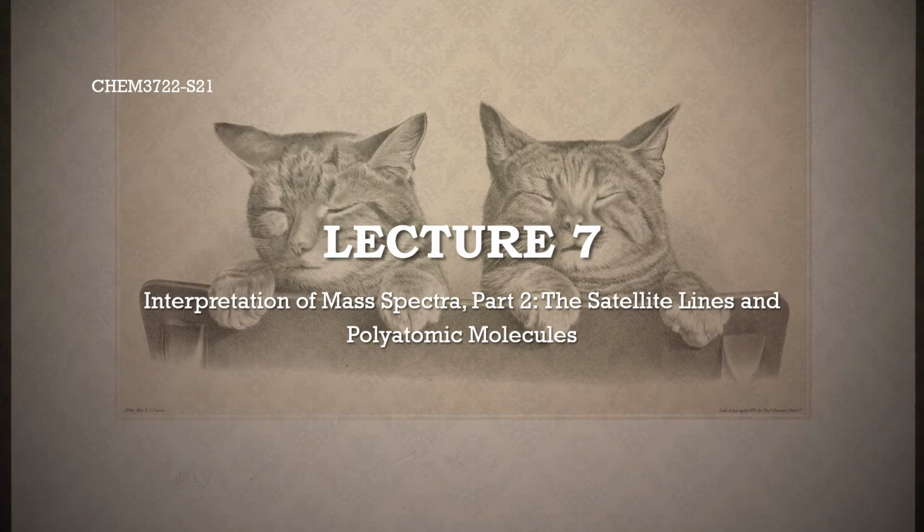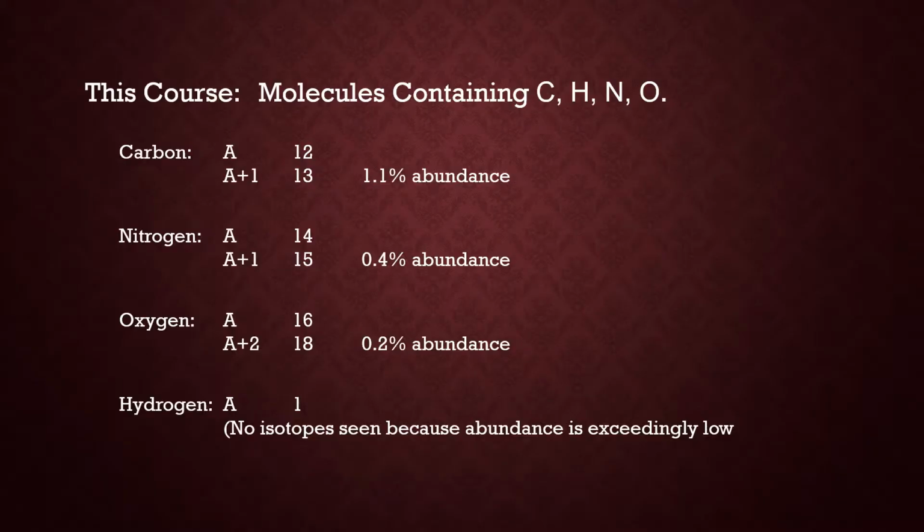In this part, we're going to use the isotope satellite lines to essentially count the number of atoms of a particular type that are in a polyatomic molecule. In this introductory course, we're only going to look at polyatomic molecules containing the elements carbon, hydrogen, nitrogen, and oxygen. The mass spectra of each of these elements was discussed in part 1 of this lecture, and we came up with the following pieces of information regarding the characteristics of each of these 4 elements.